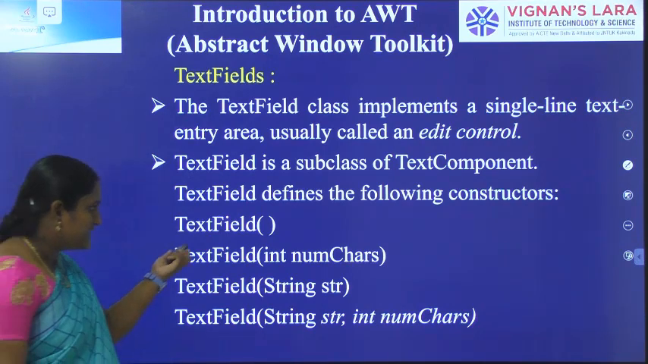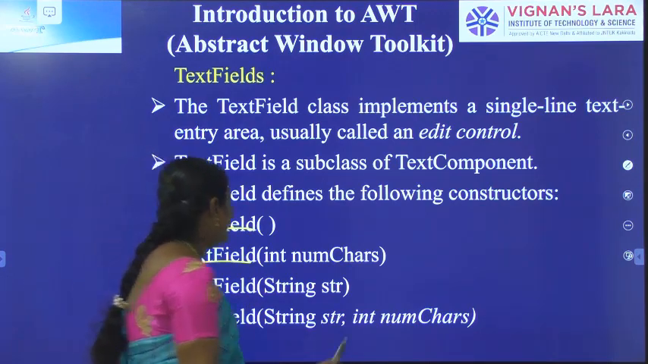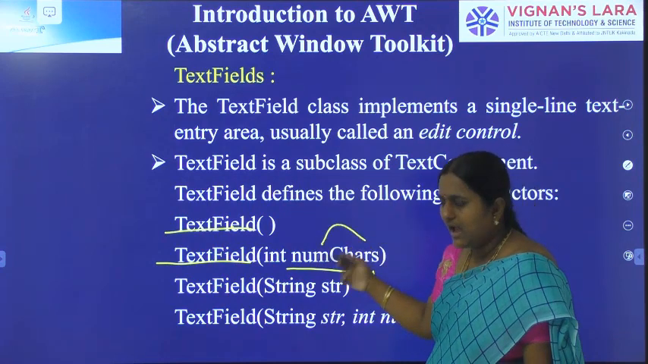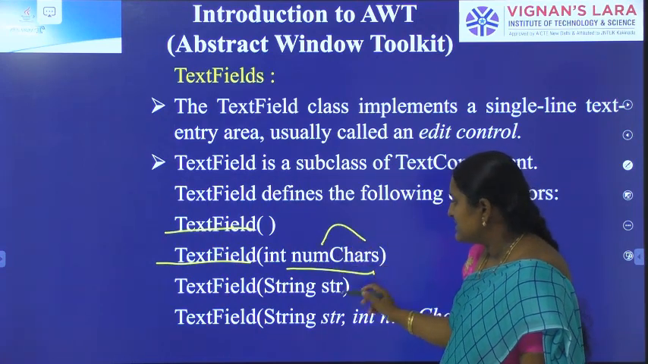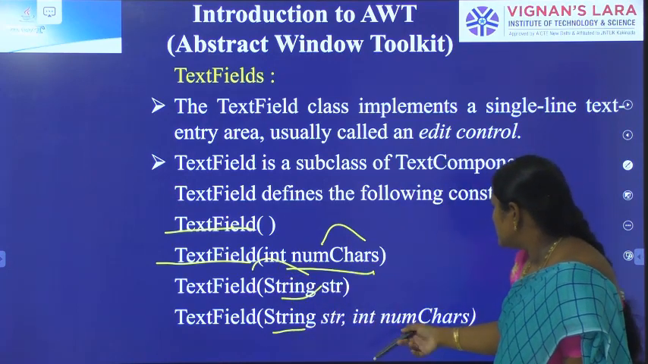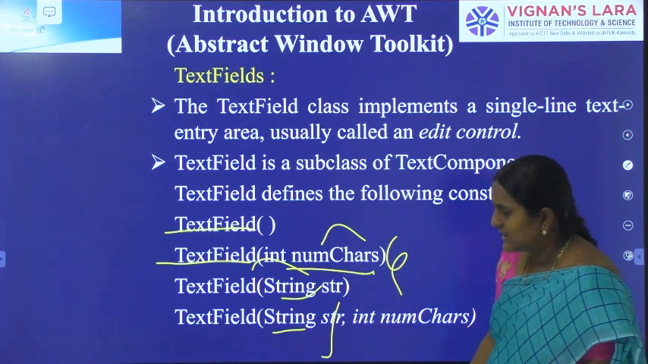So first one is the default constructor. Second, TextField with number of chars: how many characters we have to pass. Next one, a string, which is supplied as an argument. Next, mixing these two, the fourth constructor.